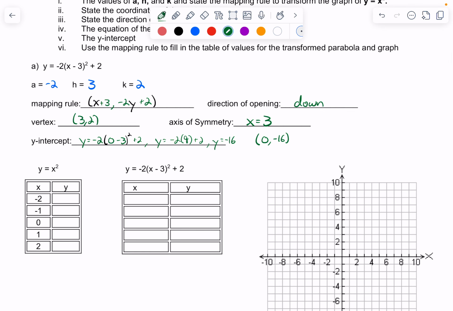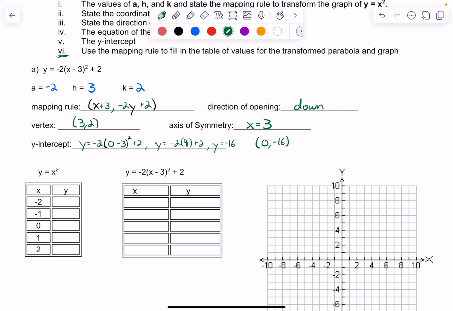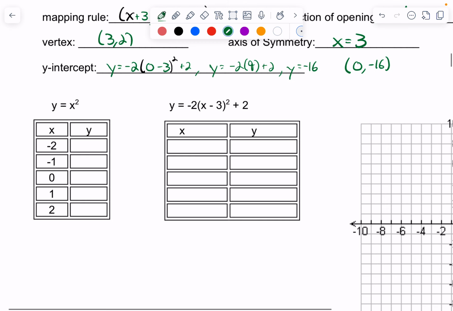Okay. So we've filled in the chart. Now, the last one, part 6, is saying use the mapping rule to fill in the table of values. So again, you start with your parent, right? So we're taking all of these x values and substituting them in there. So if you substitute minus 2, you will get 4. Negative 1 gives you 1, 0, 1, 4. So now you're taking all your x's, you're adding your 3 to them, and you're taking all your y's, you're multiplying it by -2, and adding 2.